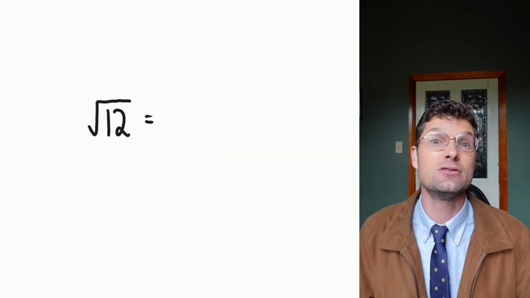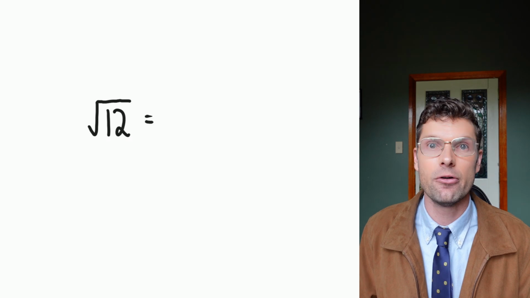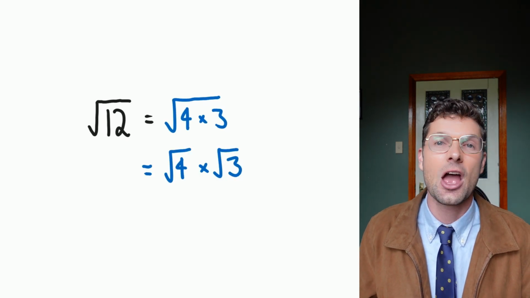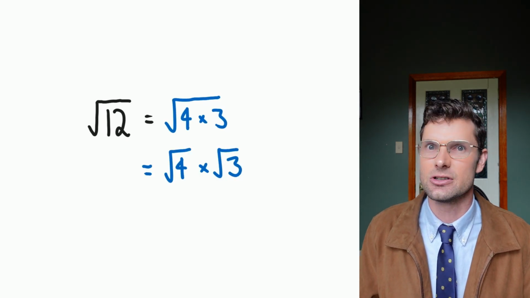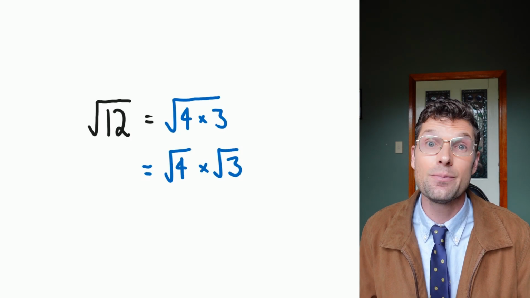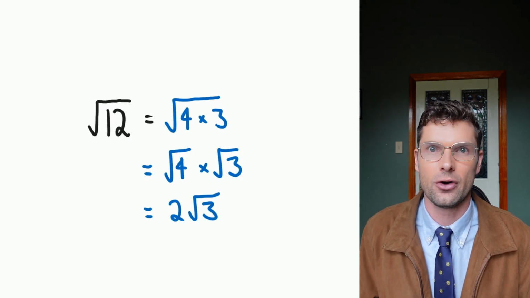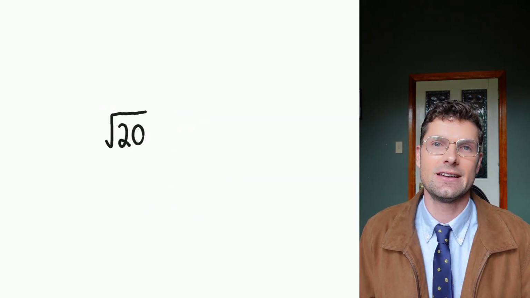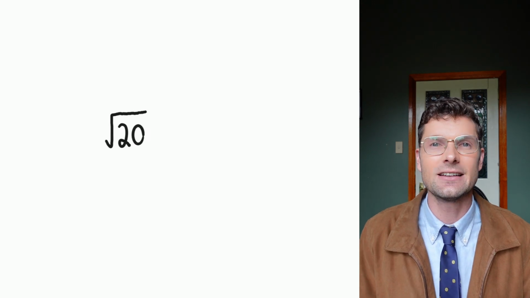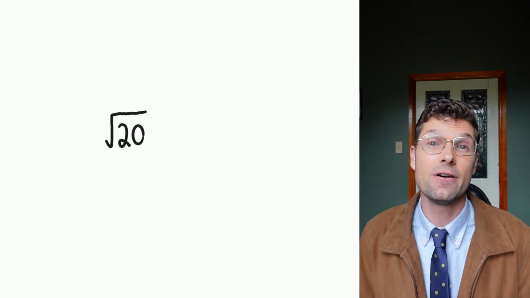Instead, what I'm going to do is use a square factor. So the square root of 4 times the square root of 3. I know that the square root of 4 is equal to 2. So this surd simplified becomes 2 root 3. This is the major takeaway for today's lesson. If you can find the square factor, you will get these questions right every single time.